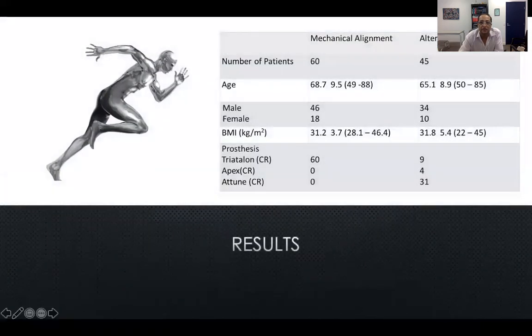So here is the group of patients that I looked at the PROMs on. There were 60 patients in the mechanical alignment and 45 patients in the alternative functional alignment. The demographic data was very simple. The only difference is that all the patients in the mechanical alignment were Triathlon CR, and when I started doing alternative alignment, I used a few different prostheses, including the Apex and the Attune CR knee as well.